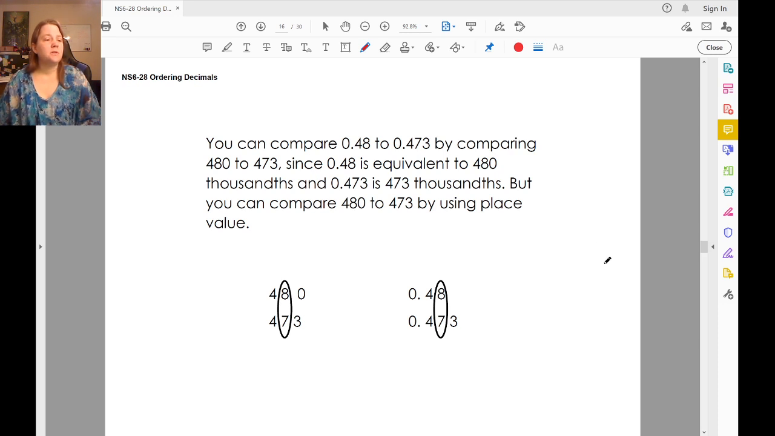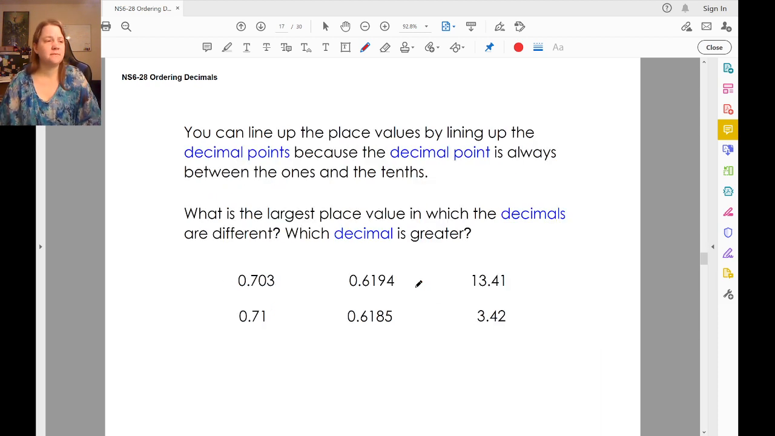So, to compare things, you just want to compare the first number that's different. This is the same, so this is the number that's different. This is the same, so this is the number that's different. Having the decimal point there doesn't really make a difference. You can line up the place values by lining up the decimal points, because the decimal point is always between the 1 and the tenths.